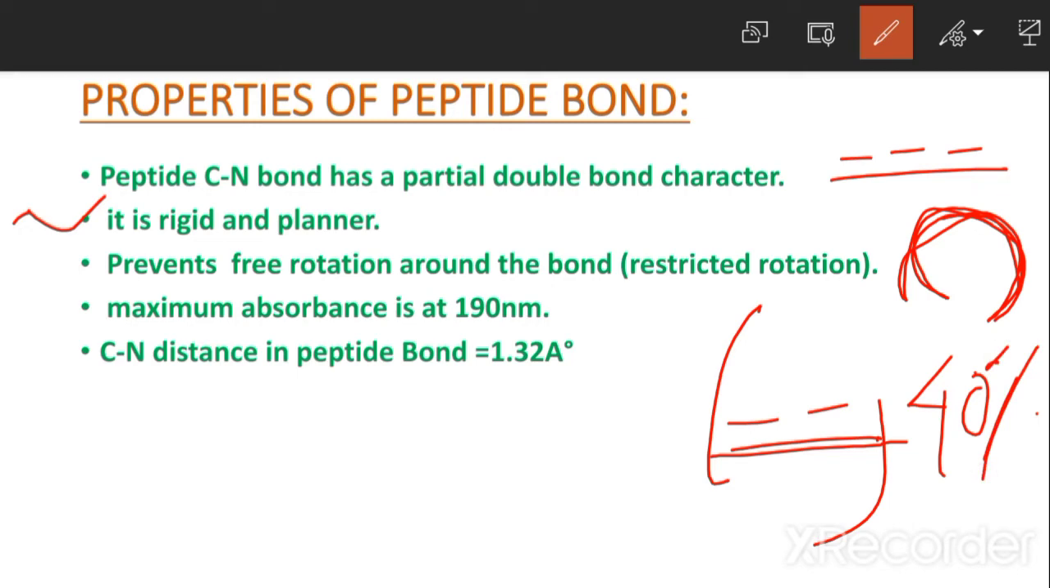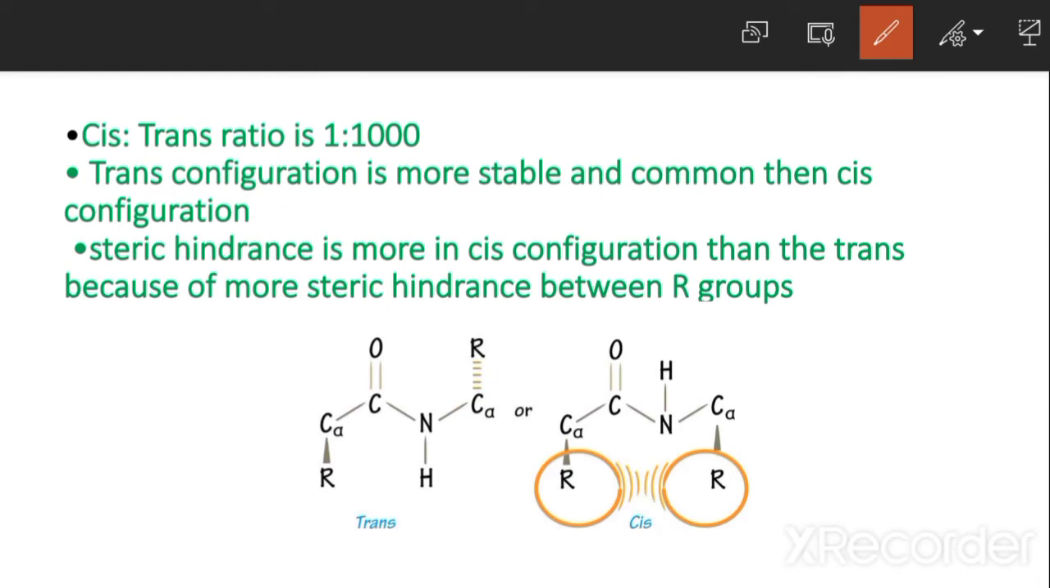Maximum absorbance is at 190 nanometers. The C-N distance in the peptide bond is 1.32 Angstrom. The cis to trans ratio is 1:1000. Trans configuration is more stable, and more common than cis configuration.